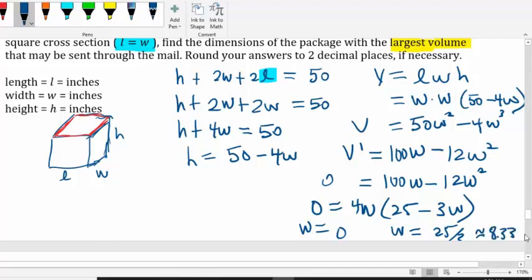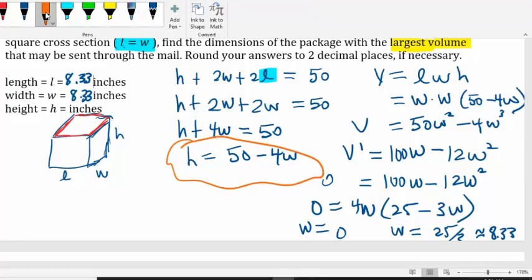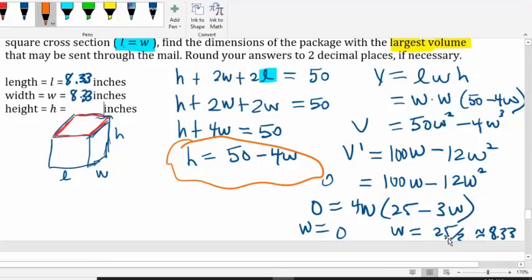Now, if that's W, the length is exactly the same. So there's 2 of our answers. W is 8.33, L is 8.33, and then lastly H, we have this relationship between W and H. If I use the 25 thirds, which I think would be the better bet, I get 16 2/3, so 16.67.